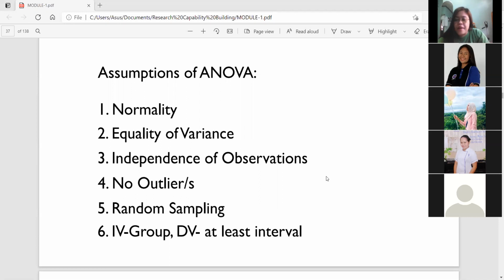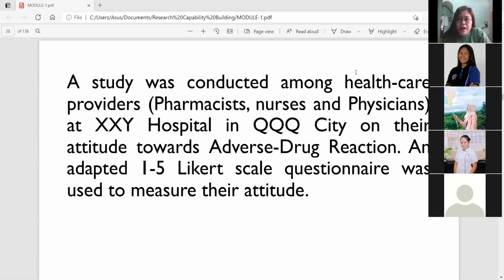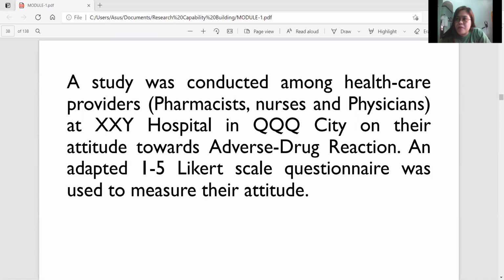Grupo siya, nakagrupo siya. And then the dependent variable should at least be interval. So interval scale siya, meaning na ay true numerical value for that. Okay? So example, we have an example here na study. This is not an experimental na study. This is a social science na study, but it's related to pharmacy. So we have a study was conducted among healthcare providers. We have the pharmacists, the nurses, the physicians at XXY Hospital in QCT on their attitude towards adverse drug reaction.